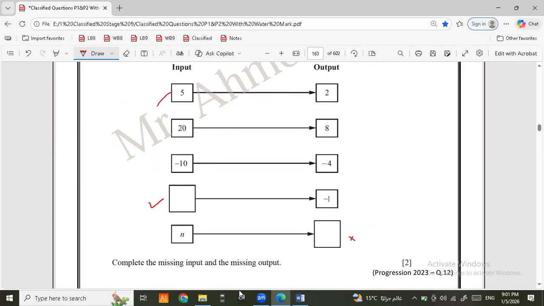They said, Mister, I'm going to multiply by 4. If you multiply this by 4, it gives you 20. You multiply this by 4, it gives you 8. Then I divided this by 2.